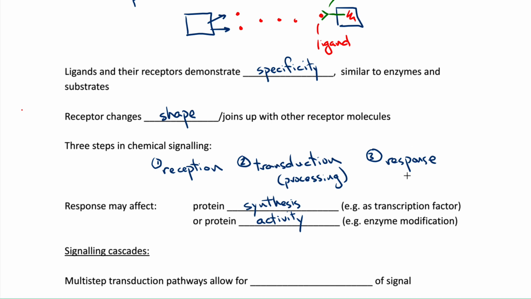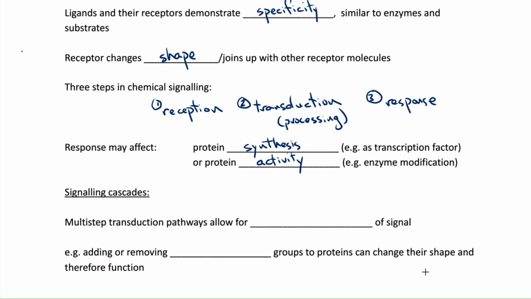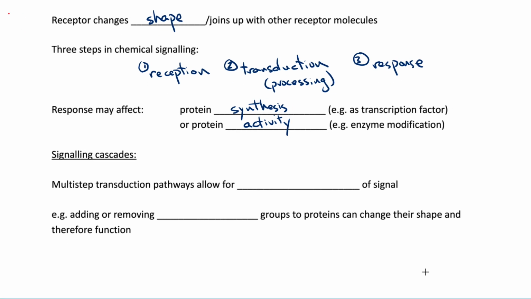Let's talk a little bit more about that second step, transduction or processing. Often this has more than one step in it, actually. It's a multi-step transduction pathway. You can imagine one molecule getting activated and then activating several more, and then each of those activating several more.